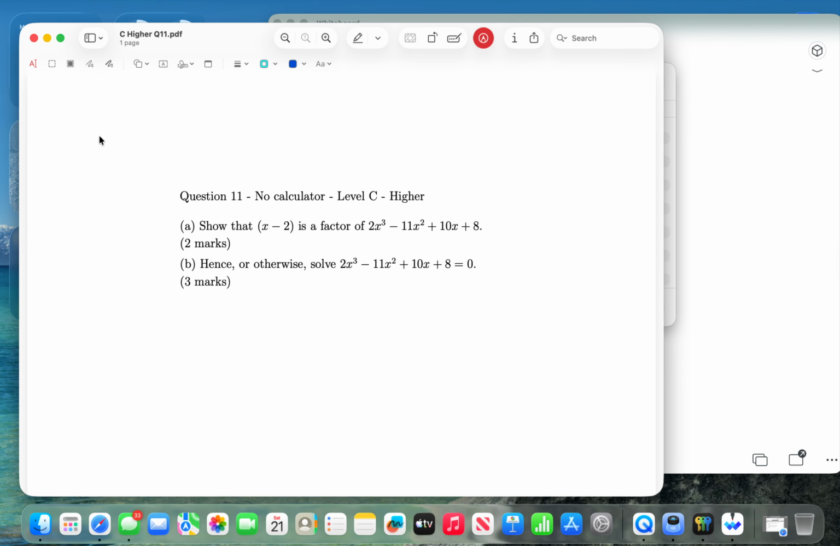Question 11, we have to show that x minus 2 is a factor of 2x cubed minus 11x squared plus 10x plus 8. So pause this video and have a go at it if you wish, but I will continue.